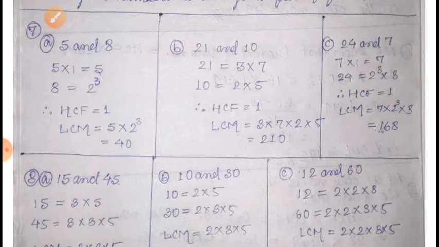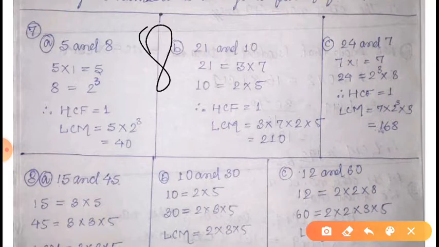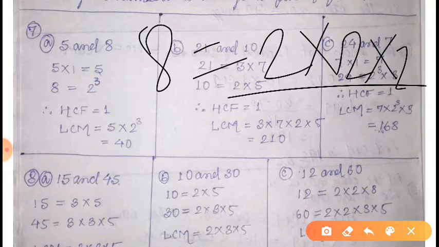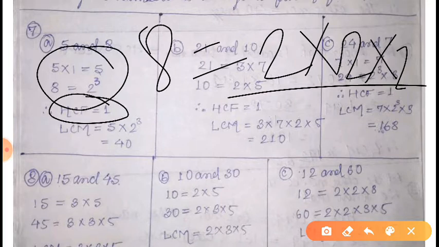Here you can see 5 and 8, 21 and 10, and 24 and 7. So I have done it very easily here. 5 has only one factor: 5 into 1 is 5. And for 8, we can write 2 into 2 into 2, three 2s, as you can see here I have written. So the HCF is 1 and the LCM is 5 into 2 cube, which is 40.